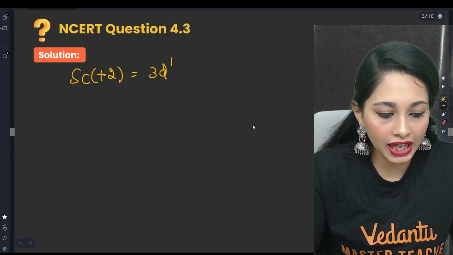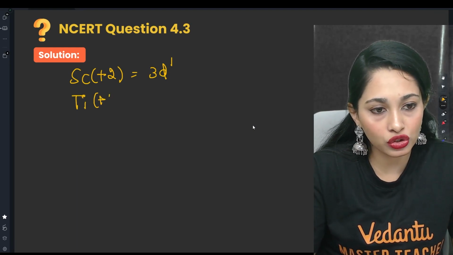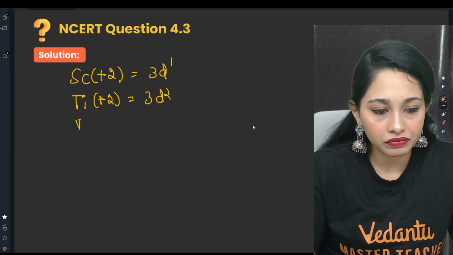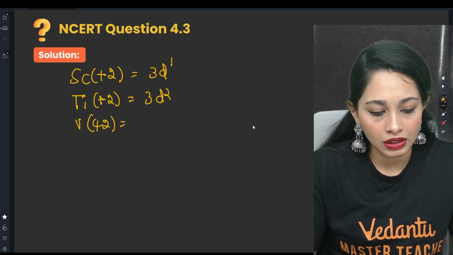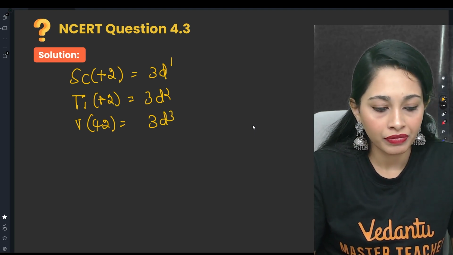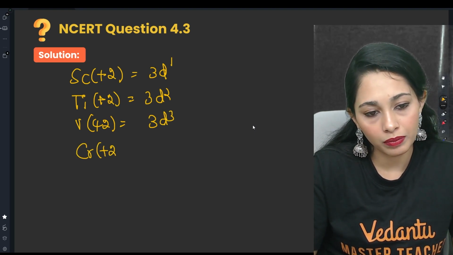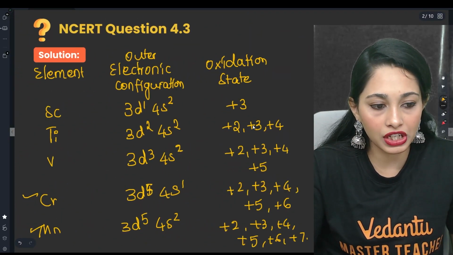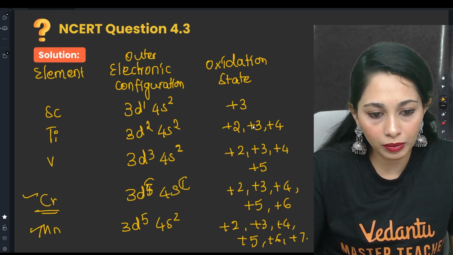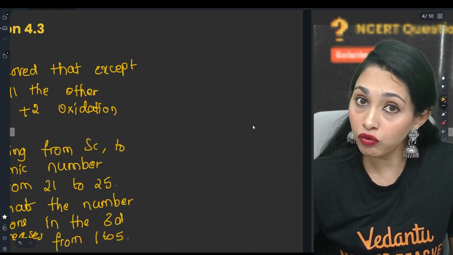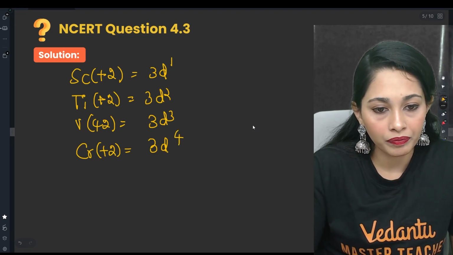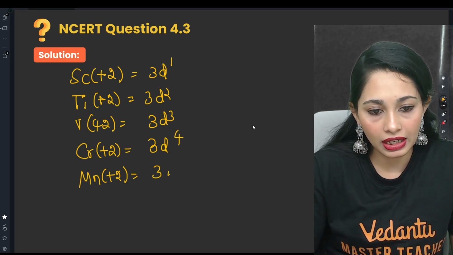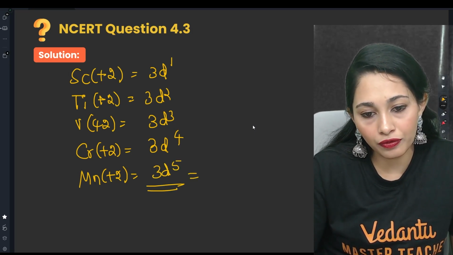Alright. So, next we have titanium. Titanium plus 2 oxidation state, so it is going to be 3d2. Then we have vanadium 2 plus, so 3d3. And we have chromium 2 plus. What is the electronic configuration here? Chromium, we are going to remove 2 electrons, so it is going to be 3d4. Then we have manganese plus 2, so 3d5. So this is half filled.